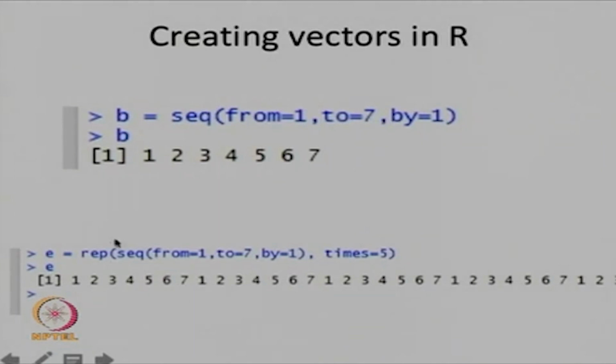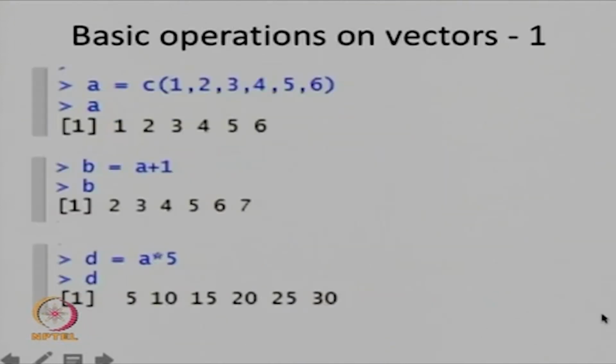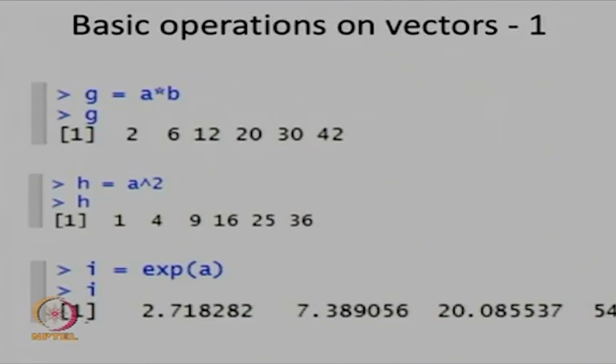You can create a repeat of a sequence. So every time you put a bracket and you put an operator, it operates on this whole thing, and that is how you have a repetition of a sequence which is 5 times. So you have 7 7 7 7, so on and so forth. Okay. So this is just what I did, which was element wise operations on a vector. You can do all the calculations here.